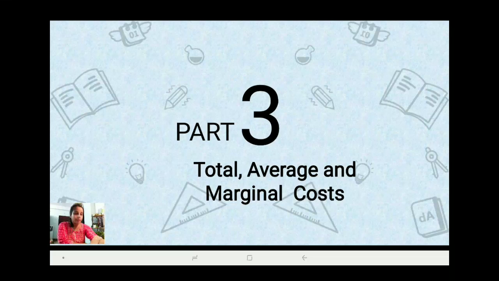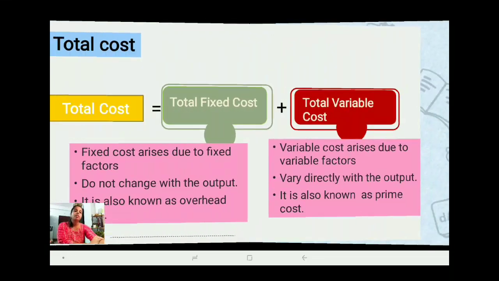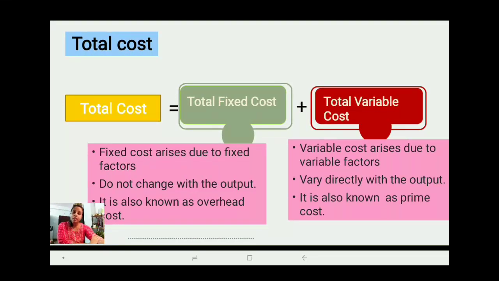So these are very important concepts, and with the help of these we are going to find out the different concepts of cost and their relation. So what is total cost? Total cost is the combination of total fixed cost and total variable cost.